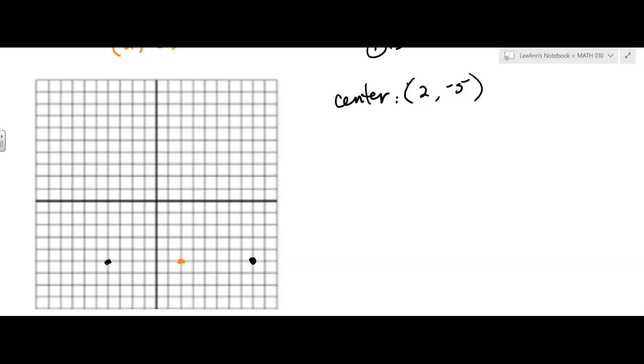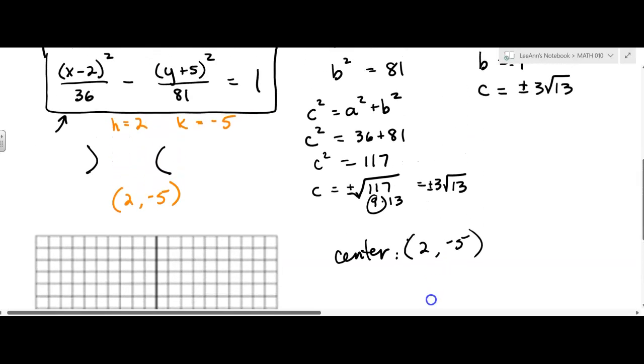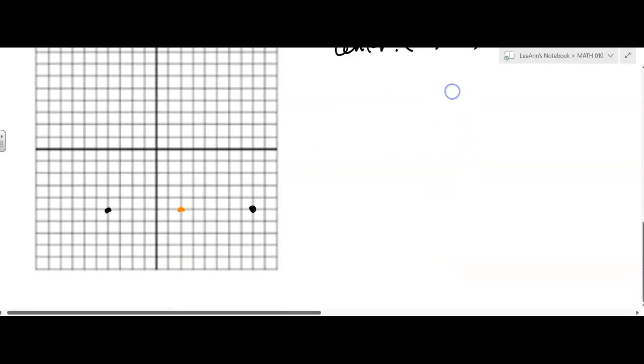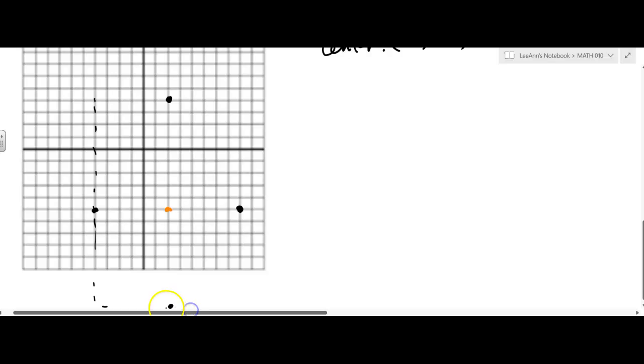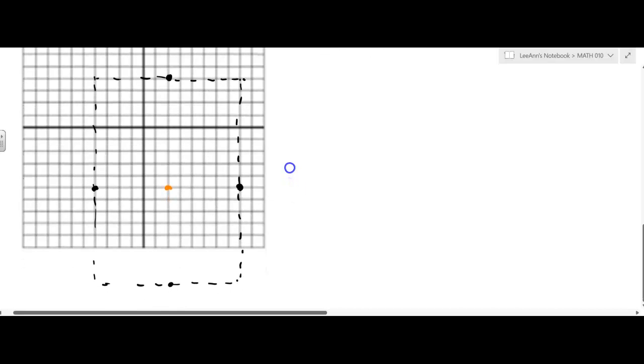Now we need the co-vertices. The co-vertices were based on B, and B was 9 if I'm remembering right. Yeah. So I need to go up 9. So 5, 6, 7, 8, 9. And down 9, which is going to be like down here. I'm off my graph paper now. Rulers help with this type of thing. Okay, I'll just scroll it up a little bit.